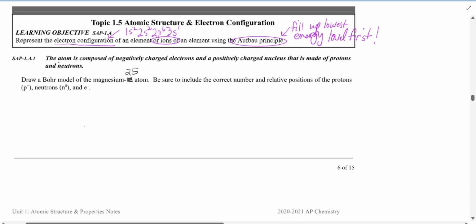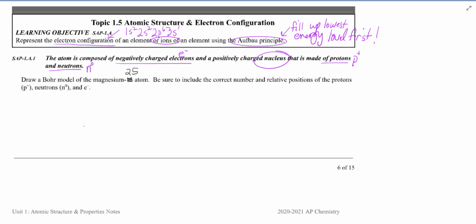First qualifier, it says an atom is composed of negatively charged electrons. I denote electrons with a lowercase e with a superscript of a minus sign, and a positively charged nucleus that is made of protons and neutrons. The protons and neutrons are in the nucleus. Protons I denote with a lowercase p with a positive sign for a superscript, and neutrons are lowercase n with a 0 as the superscript. I don't like to write all that stuff.